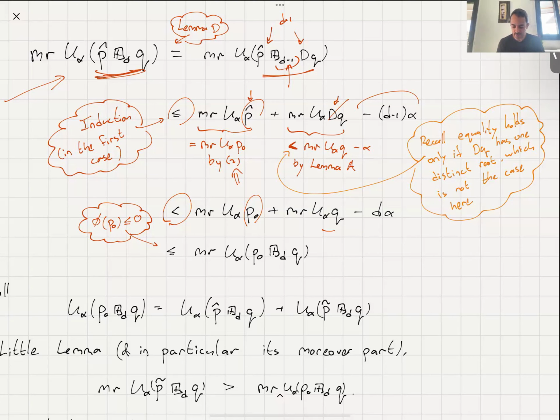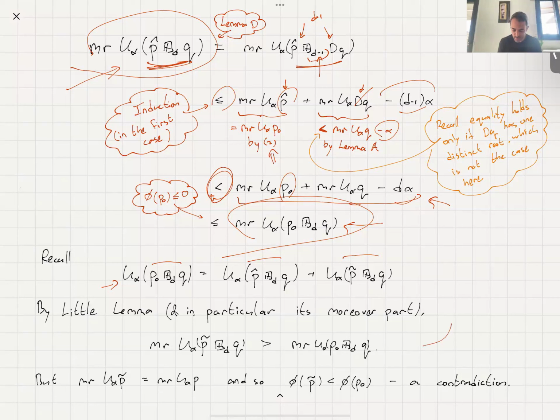Okay, so with that in mind, let's also recall that we used the bilinearity of the additive convolution and the linearity of U alpha, that U alpha of the P0 version is equal to that of the hat and the tildes. And by the little lemma, we know that the maximum root corresponding to the tilde is strictly larger than that corresponding to the zero player. Right? Why?